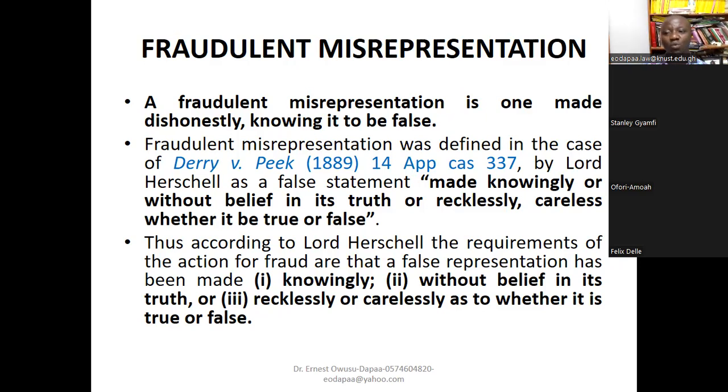Of course, the argument will be that the three tests are naturally related, in the sense that if you make out one, you can logically infer the other two from it. If the person made the statement knowing it to be false, then certainly it means that he didn't believe the statement to be true, isn't it? Of course, they are not necessarily the same, because you notice that there are levels where a person makes a statement which he knows to be false. It is that one, very straightforward.